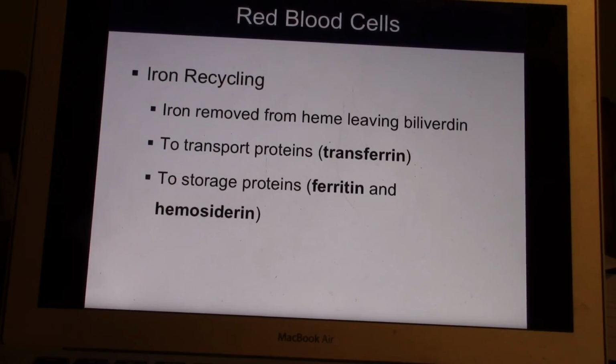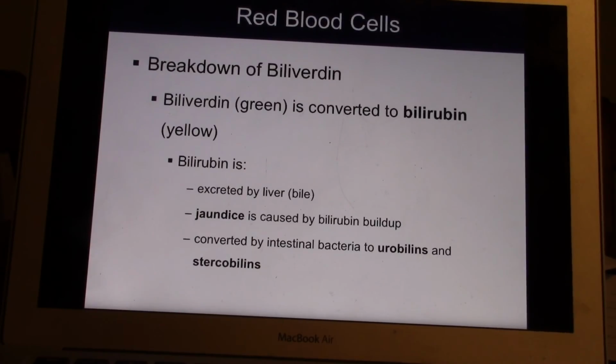The iron gets recycled. It gets picked up by transport proteins, carried back into the bloodstream. Usually picked up then by storage proteins. One of them is called ferritin, one of them is called hemosiderin. I just think you need to know that the iron gets picked back up, and we're going to recycle it. Now, how do we do that?